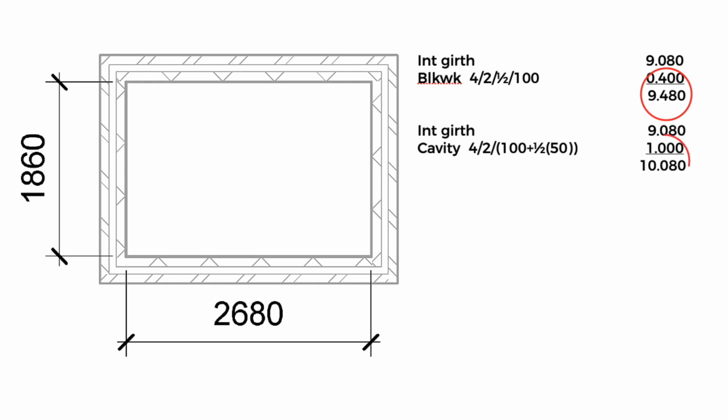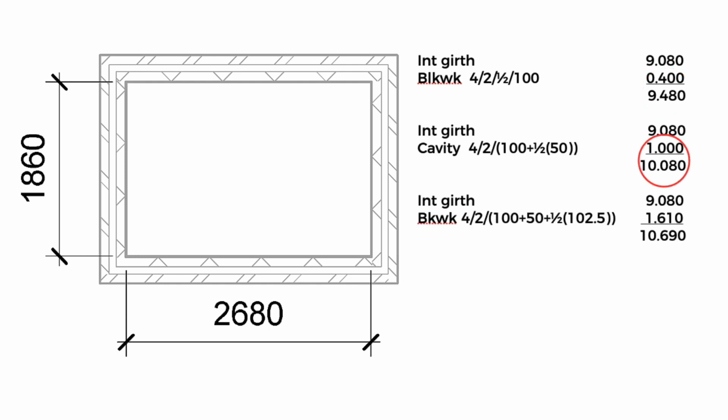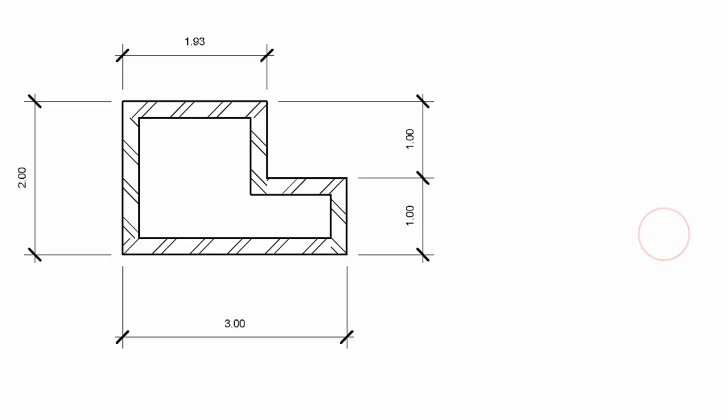So our final calculations for centre lines, for an internal girth of 9.080, are: for blockwork 9.480, for the cavity 10.080, and finally for the brickwork 10.690. There can of course be instances where there are more than 4 corners, and the rule for these cases is to add together the outer corners and subtract the inner corners. In this example we have 5 outer corners and 1 inner corner, so the final number is 5 less 1, which equals 4. The extra 2 corners generated by the irregular shape cancel each other out, hence the need for the deduction.